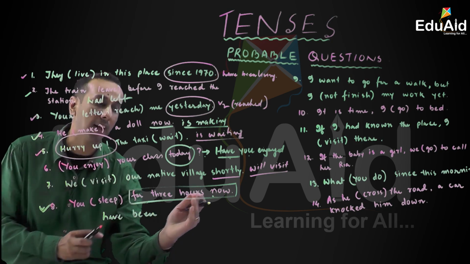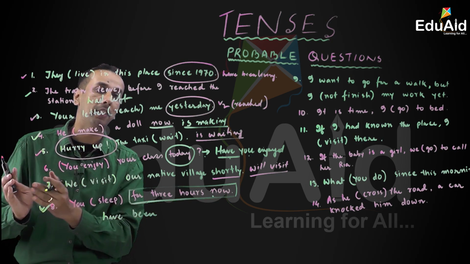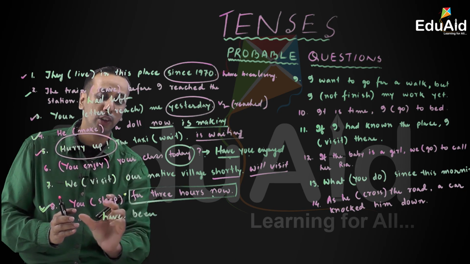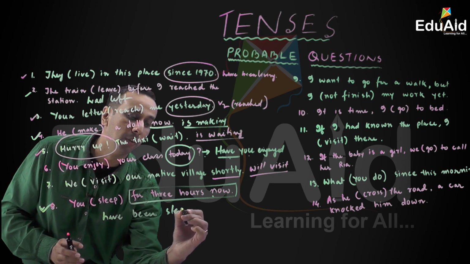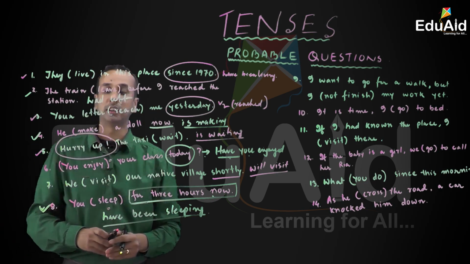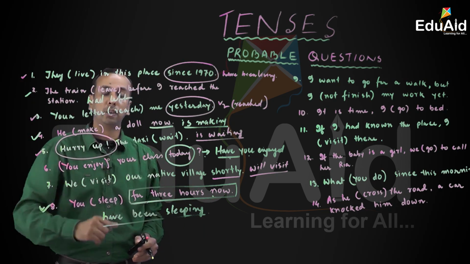Have been sleeping. That means the action of sleeping started 3 hours earlier and is still going on at the time of this sentence being spoken. So you have been sleeping for 3 hours now. So these are the 8 questions discussed.